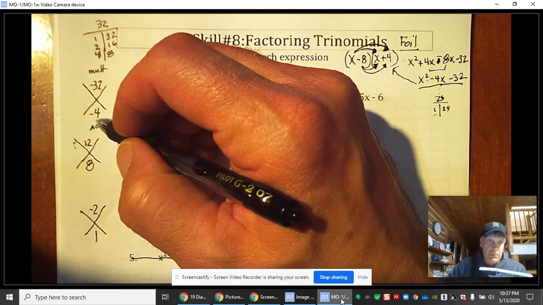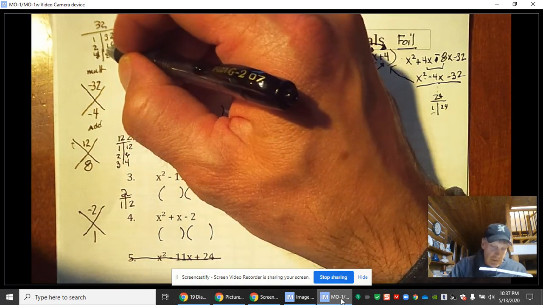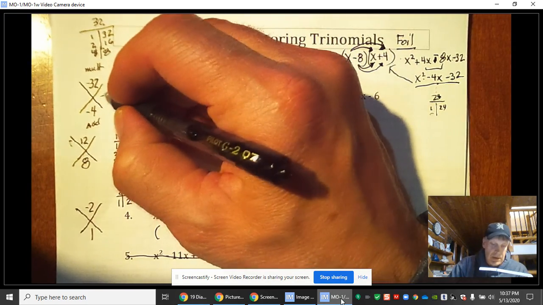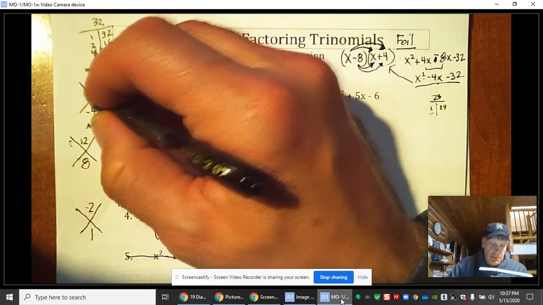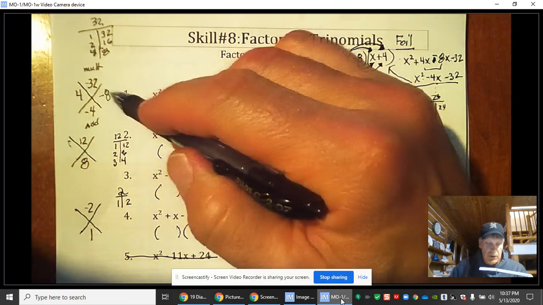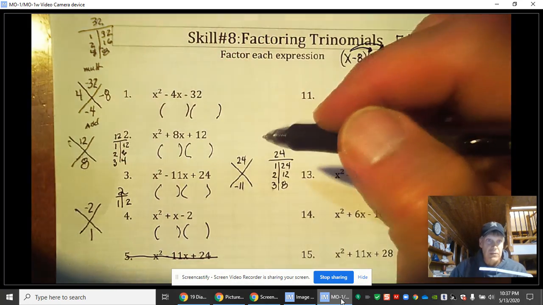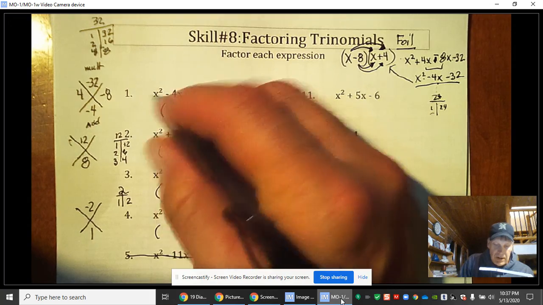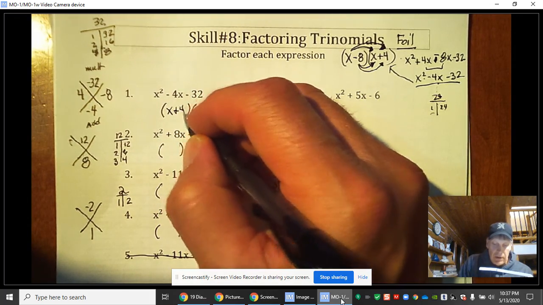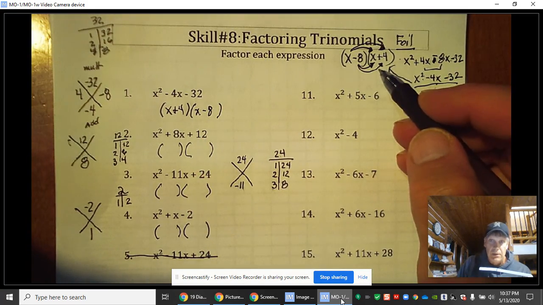And for the 4 to be negative, when I add these two together to get a negative 4, the 8 has to be a negative. So this is going to be negative 8 and positive 4. They multiply to negative 32 and they add to negative 4. Those are my answers. So now you just have to put them into your parentheses here. X plus 4, x minus 8. Same as the one up here.